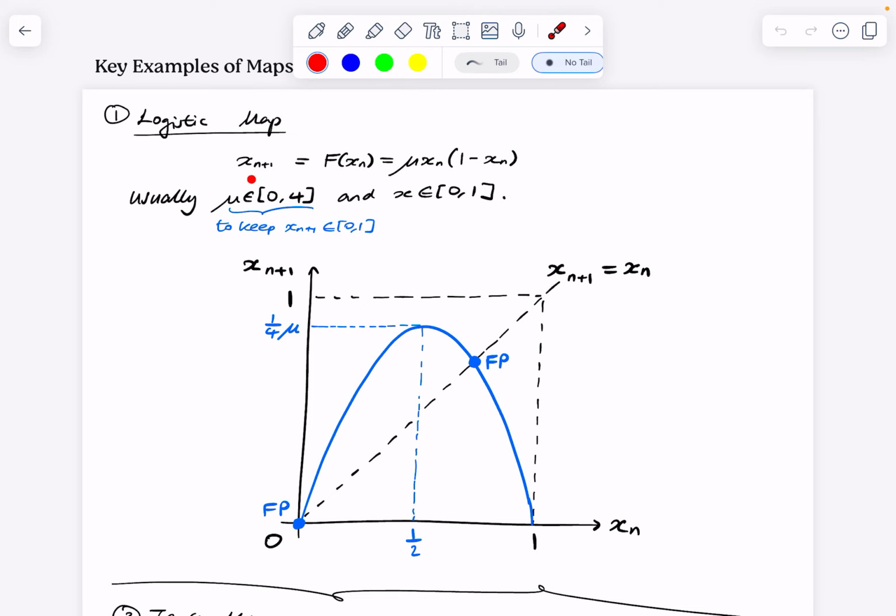It's a recursive relationship with x_{n+1} equal to f of x_n, f being the map acting on x_n, the previous iteration. And that is defined to be equal to mu times x_n times (1 minus x_n), where usually we choose mu to be between 0 and 4 so that we don't leave the closed interval [0, 1]. And we also have x in this closed interval that we do not leave. Sorry, I'm a bit ill today.